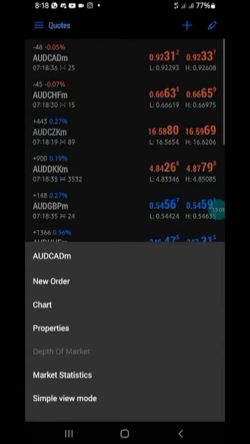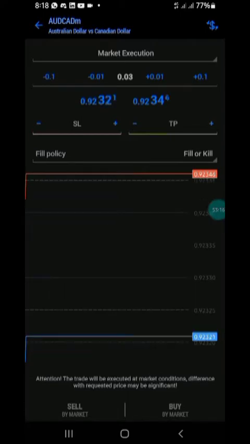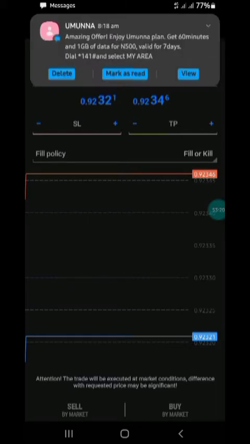So you have AUD card, it's not highlighted, you can't click on it. Then I go to new order. Whenever you click on new order, this is the page that comes out. This is a very delicate page, the page where you want to trade. Whenever this page comes out, that means you're about to trade. Now the first thing you see is market execution.